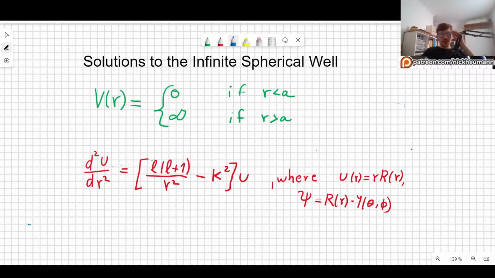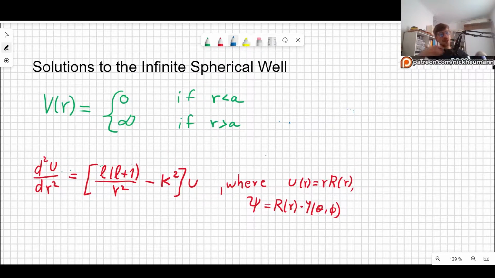Now, this case is going to be very similar to what we have seen previously in the cases for the infinite square and infinite cubical well. The main difference here is, of course, that the potential is spherical. It's going to be spherically symmetric. So the potential will be defined mathematically as we have right here.